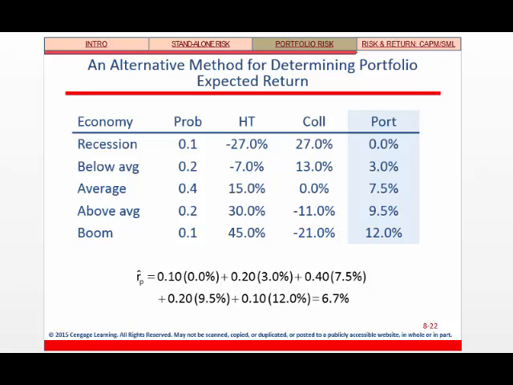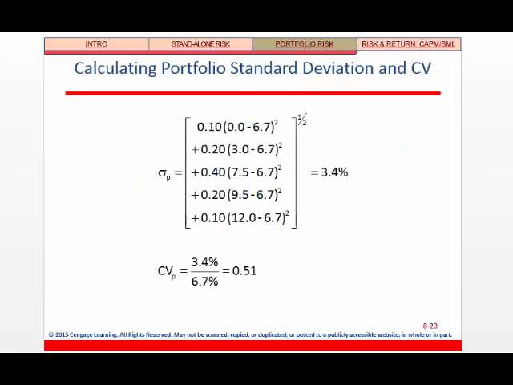Okay. What about standard deviation? Because that one's a little bit more complicated. So here's the math with standard deviation, and as you can see, in this case you're actually taking the square root of the sum of the probabilities times the squared differences between the actual expected returns minus the average. That's a whole lot of math, but basically that gives you 3.4%. We'll show you in your calculator an easier way of doing this as well. Now, if you put that risk of 3.4% over the return of 6.7%, that's the coefficient of variation of 0.51.